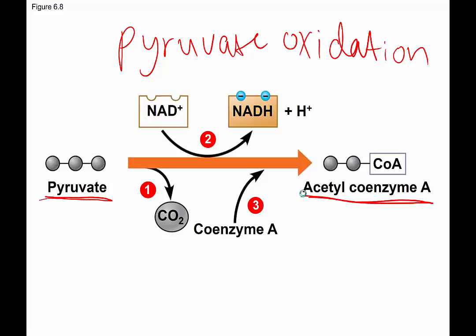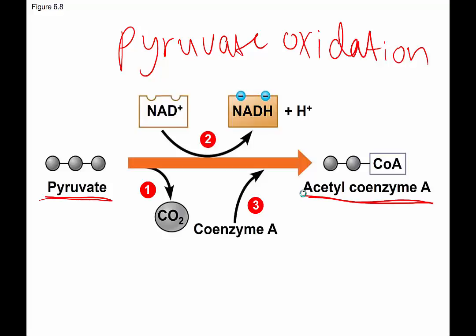So the point of saying all that is just to remind you that all these steps are linked together. Pyruvate produced during glycolysis is going to play a role in pyruvate oxidation, and then acetyl coenzyme A, which is the end molecule of pyruvate oxidation, is now going to play a role in the citric acid cycle.